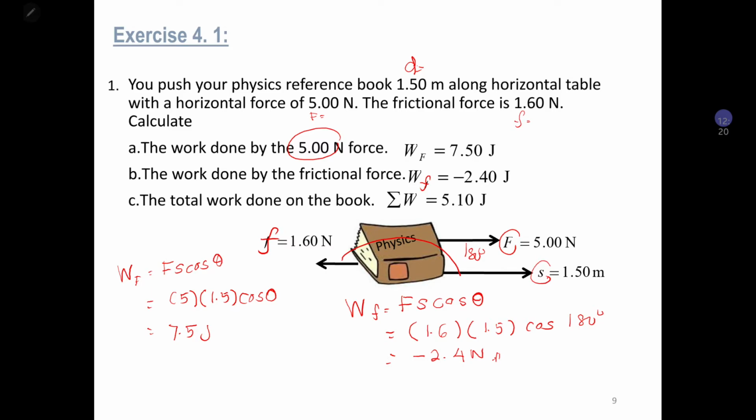Okay, the total work done on the block. So the total work done on the block, just sum up the work done by the force plus the work done by the frictional force. So 7.5 plus negative 2.4. So it will become 5.1 joule.